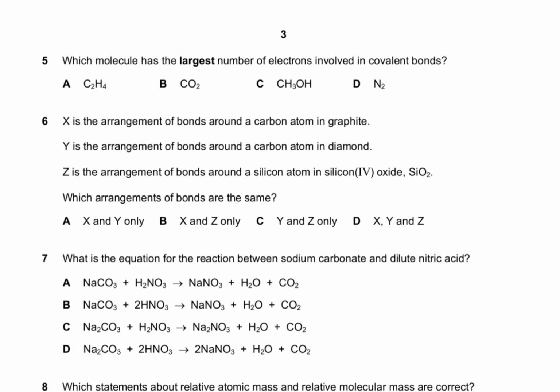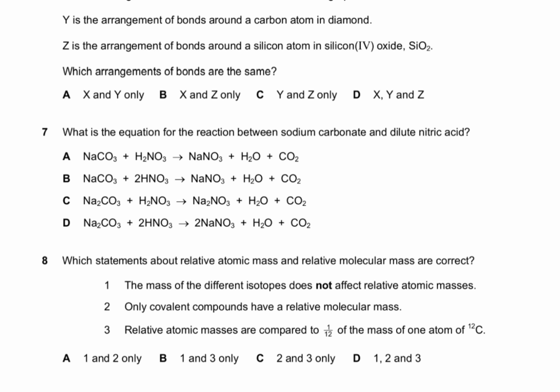The next is, what is the equation for the reaction between sodium carbonate and dilute nitric acid? The formula of nitric acid is HNO3. So obviously you pick options B and D, and from B and D, D is the balanced equation. So for the 7th, option D is the correct one.